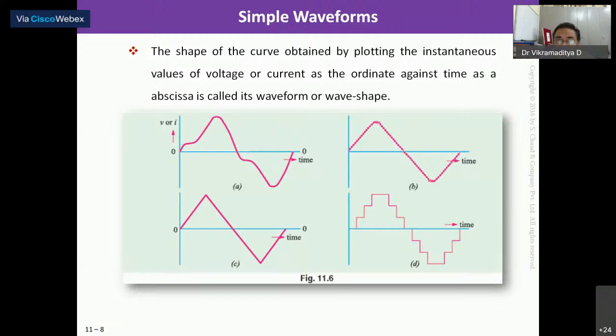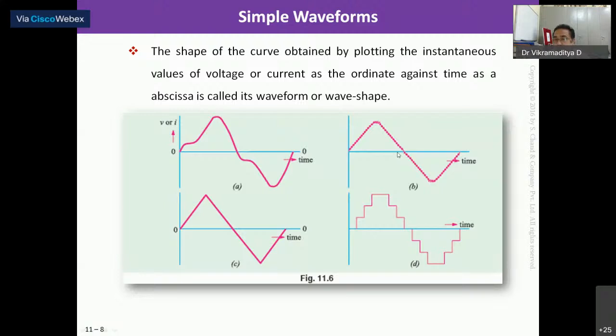But if magnitude is changing but direction is not changing, it will not be considered an AC; it will be considered fluctuating DC. However, if magnitude is constant but direction is changing, then it will be an AC waveform. Okay, so this is an AC waveform, it is clear.